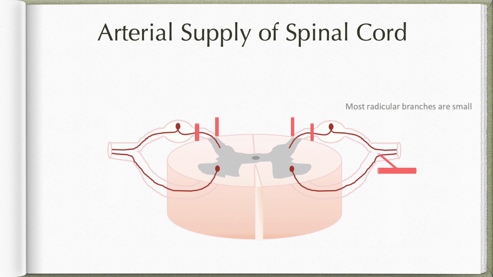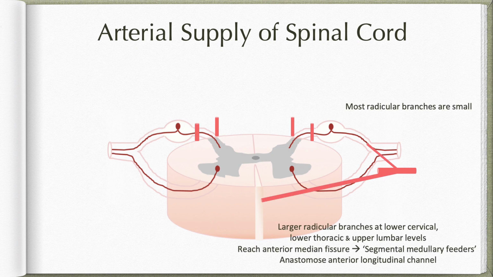More often, these radicular branches are small, but at certain places, like in lower cervical, lower thoracic, and upper lumbar region, these vessels are larger and they reach all the way to the anterior median fissure. So when they are large enough to reach this anterior median fissure, they will reinforce the anterior longitudinal channel, in which case we call them segmental medullary feeders. They divide into anterior ascending and descending branches and anastomose with anterior spinal artery.